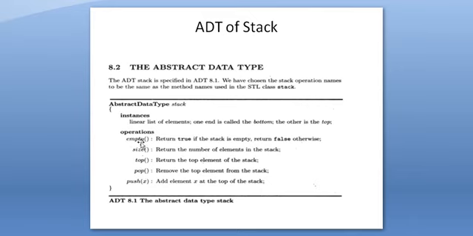The empty function returns true if the stack is empty. It returns false if it's not empty. Similarly, size returns the total number of elements in the stack. Top would return the element present at the top position. To remove the top element from the stack, we use the pop instruction. Similarly, the push instruction inserts the element at the top position. So these are the ADT operations which are required to design a stack.